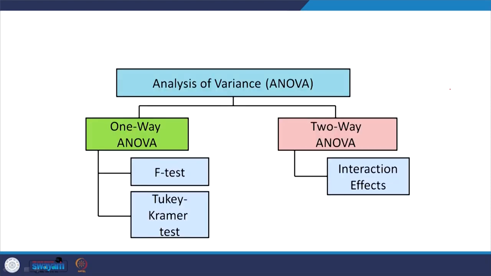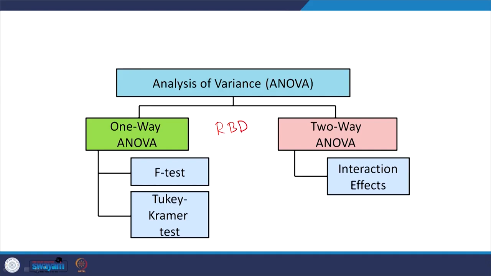In analysis of variance, we can classify, one is one way ANOVA, another one is two way ANOVA. There is one more thing in between, that is called RBD, randomized block design. We will see it when we go for randomized block design.